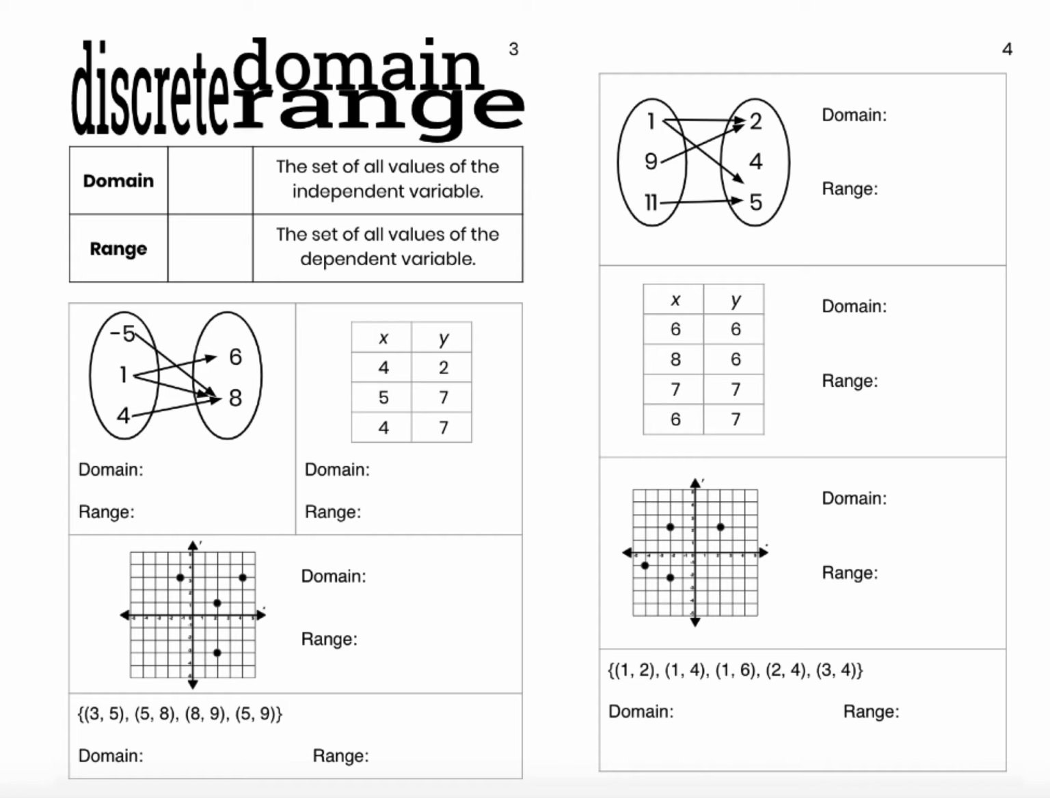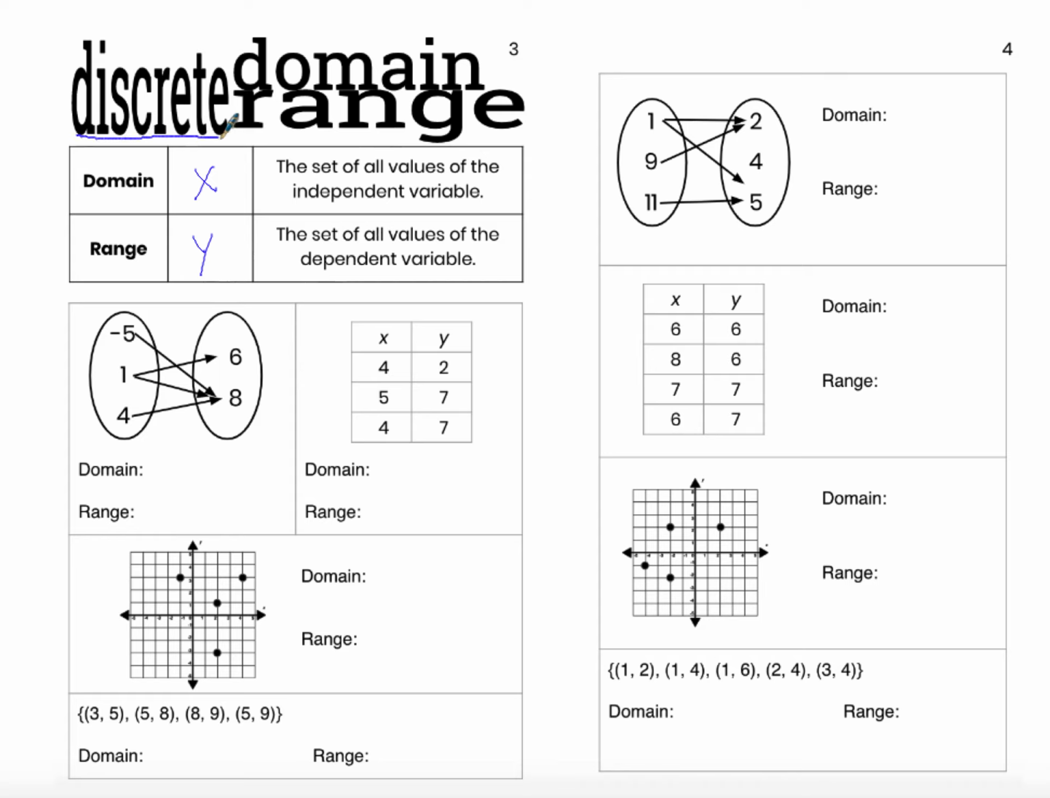On pages 3 and 4 of our Unit 4 notes, we are looking at the domain and range of discrete relations. The domain is the list of all possible independent variables. Independent is x, and the range is the set of all values of the dependent variable, so the list of all the particular values y can take on.